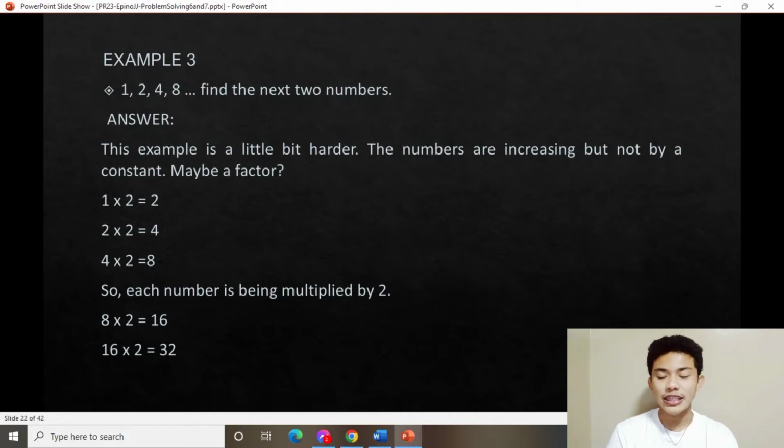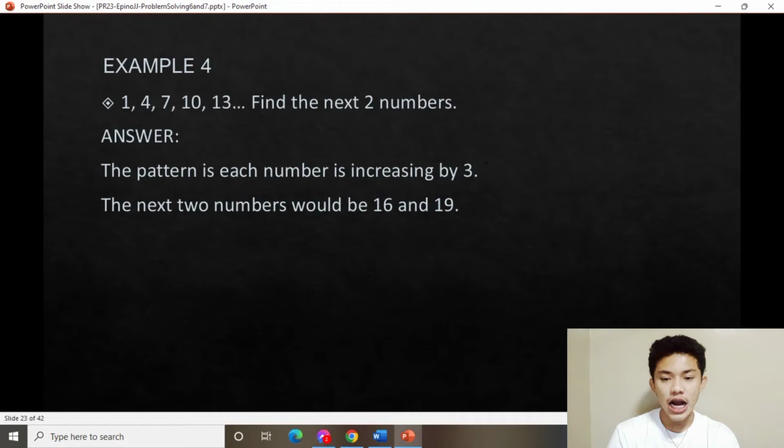1 times 2 is equal to 2, and 2 times 2 is equal to 4, and 4 times 2 is equal to 8. So, each number is being multiplied by 2. So, the next term is 8 times 2, 16 times 2 is equal to 32. So, the next 2 terms are 16 and 32.